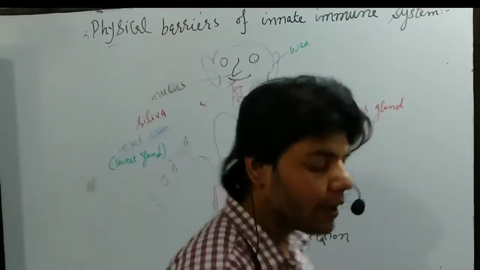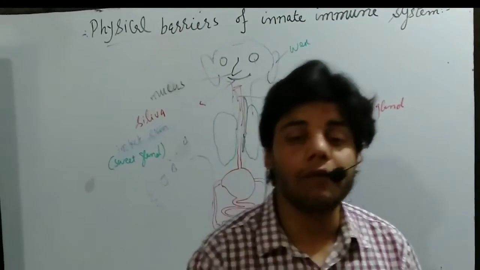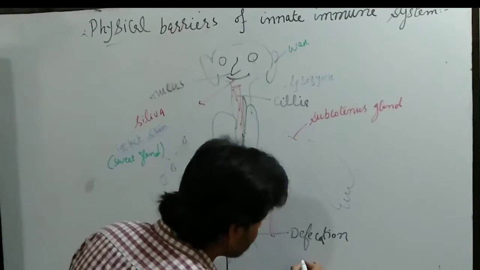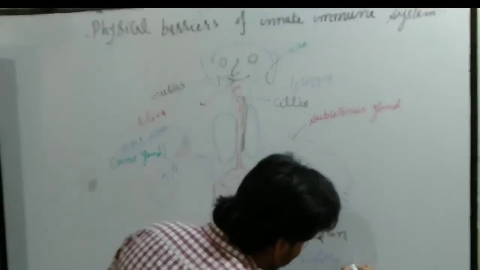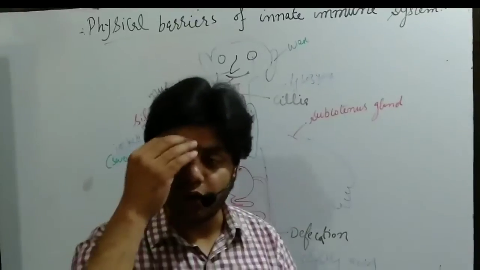Now this urine also has properties. When the urine pH is slightly acidic, such urine can cause the destruction of microorganisms.